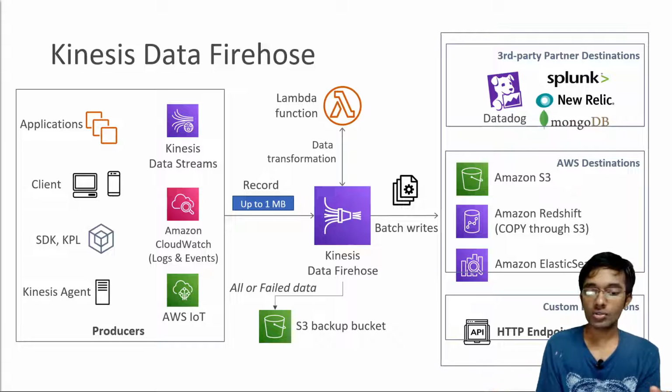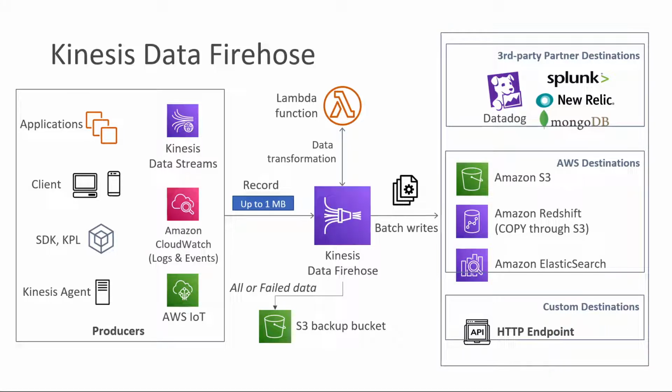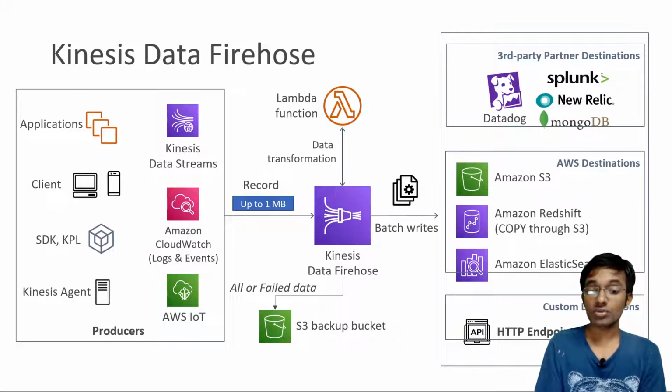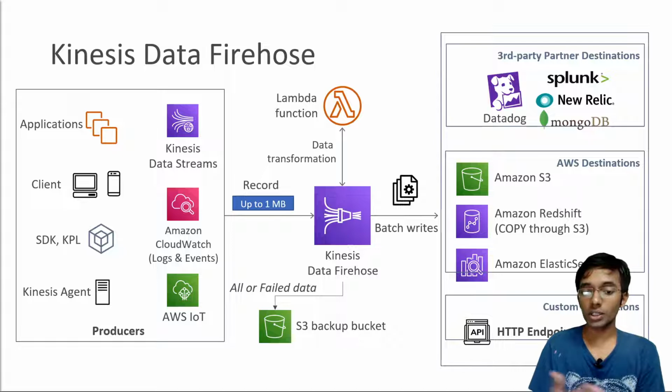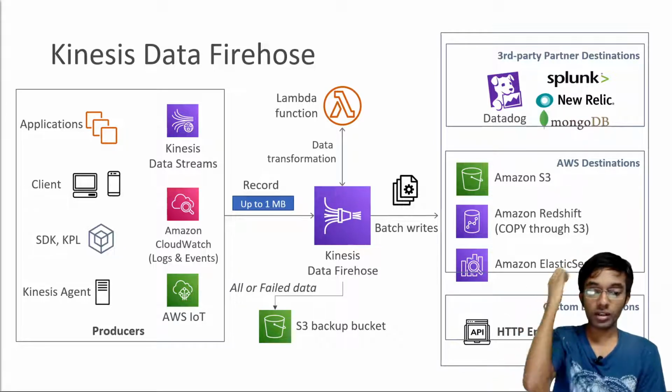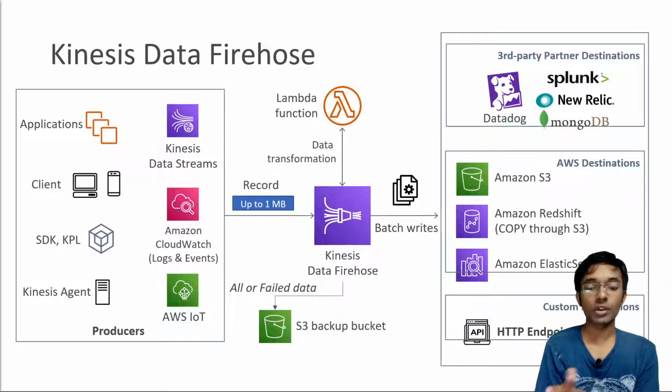There are also some third-party partner destinations. Kinesis Data Firehose can send data into Datadog, Splunk, New Relic, MongoDB, and this list can get bigger and bigger over time. We will not update this if there are new partners, but just so you know, these are the partners that Kinesis Data Firehose can send data to. Or finally, if you have your own API with an HTTP endpoint, you can send data from Kinesis Data Firehose into a custom destination. The bottom one is the custom destination, the HTTP endpoint.